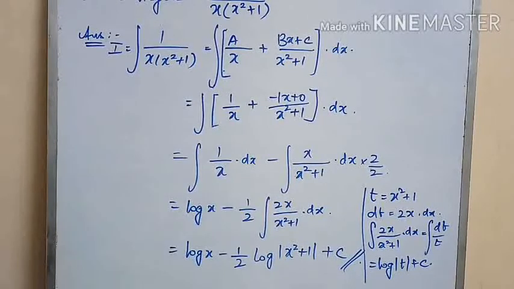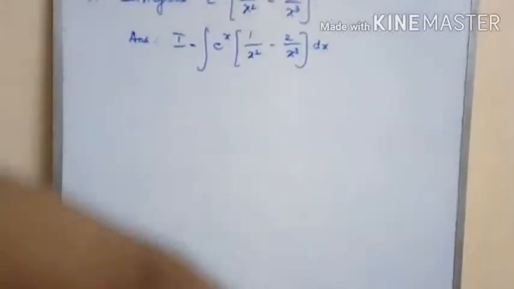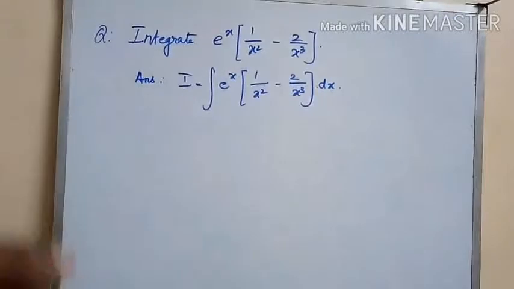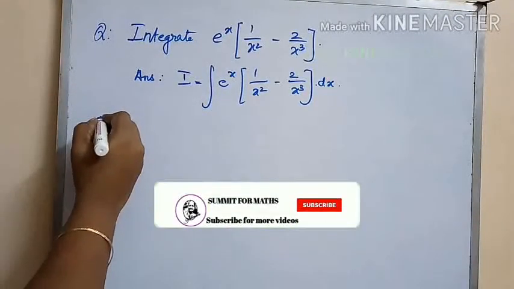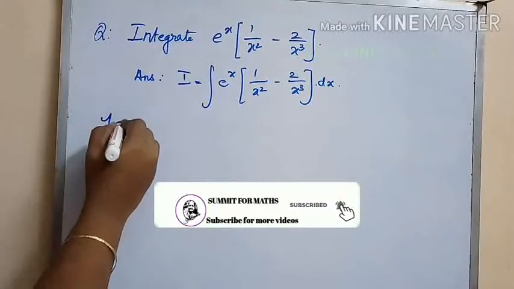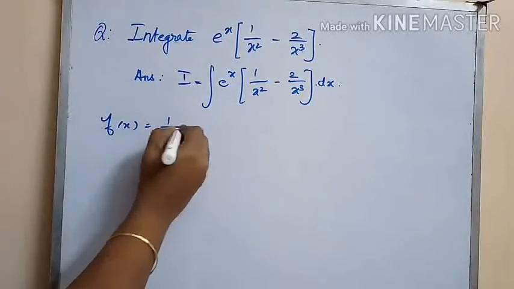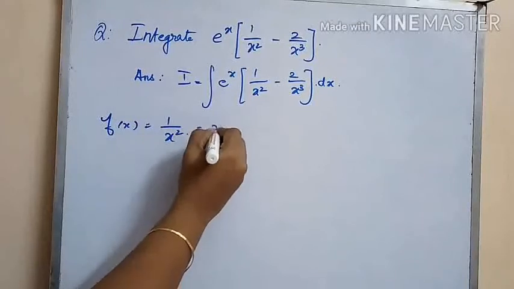So we get the final answer as log x minus half into log of modulus of x squared plus 1, plus c. The next problem for today's session is the integral of e to the power of x into 1 by x squared minus 2 by x cube into dx.